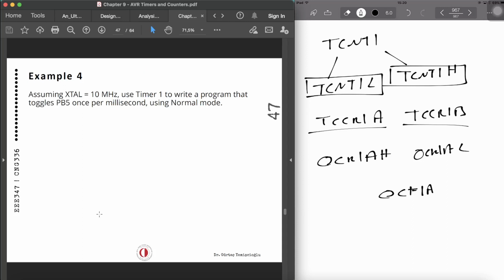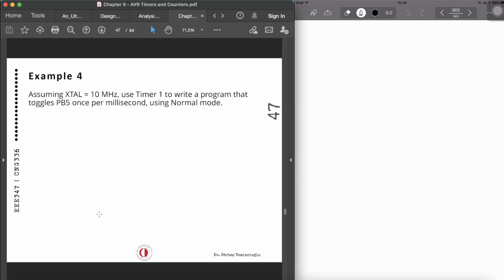So here is an example. Let's talk about timer 1. We have a 10 megahertz clock, and we use timer 1 to write a program that toggles PB1. It's a similar example to the one we have done with timer 0. Now we have to use timer 1, and the period is 1 millisecond. Okay, so let's start again with analyzing.